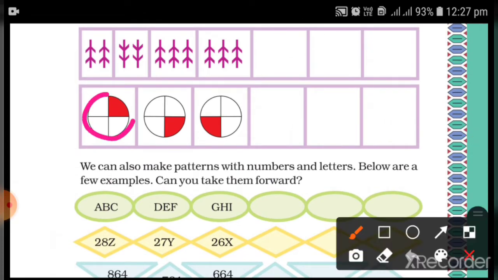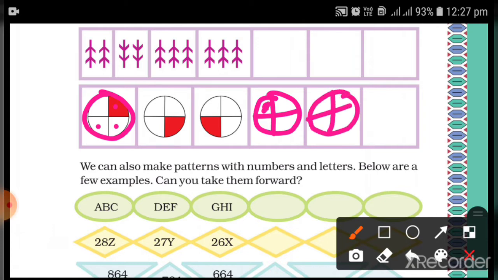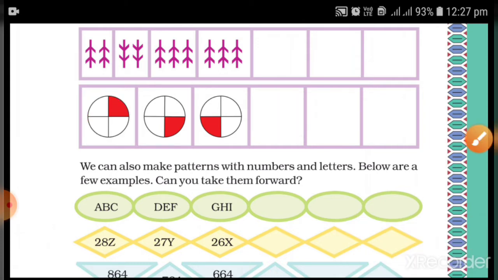Here one circle is given, 1/4 part is given. One shaded part is here. Next also shaded part is here and here. Now in the fourth circle you will shade this part. The next part will be repeated.